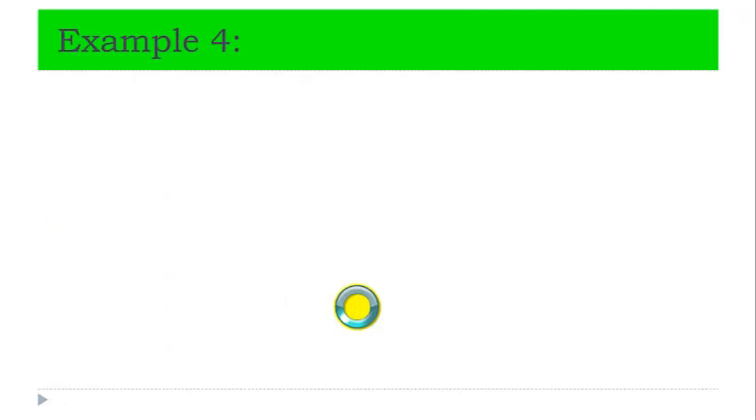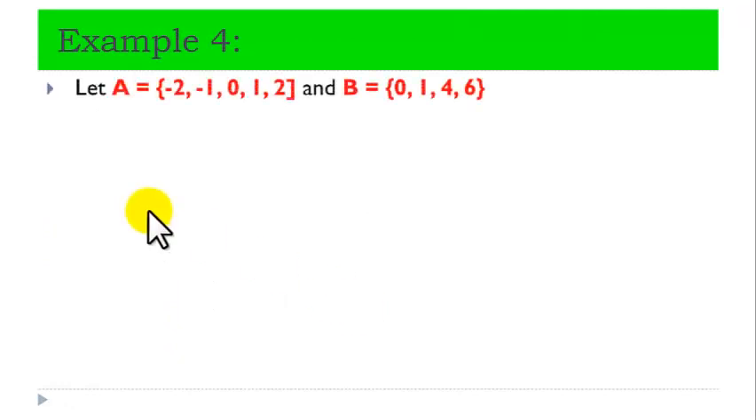Example 4. Let A be the set of elements -2, -1, 0, 1, and 2, and B be the set of elements 0, 1, 4, and 6.